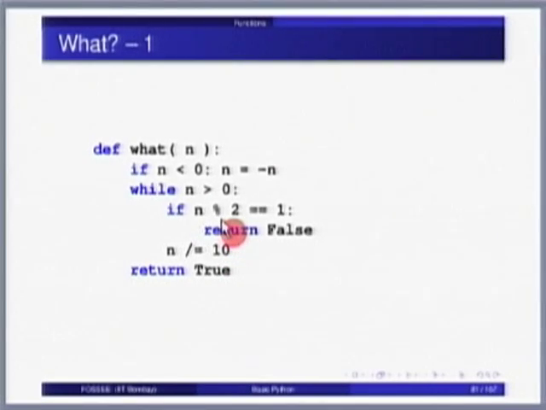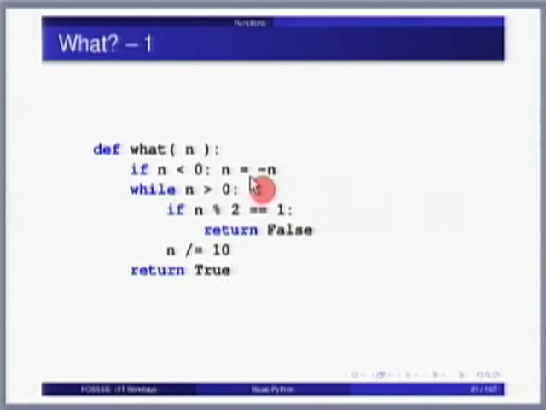So, if the value is odd, it returns false. But what if the first number is even? What if it is 10, for example? If it is 1, 0, n percent 2 is not 1, what will it do? It will divide n by 10. So, what is the remaining number? 1. So, if it is 1, 0, it is 1. 1 is bigger than 0. So, the condition for the while is met. Then, is 1 percent 2 equal to 1? Yes. So, it returns false.